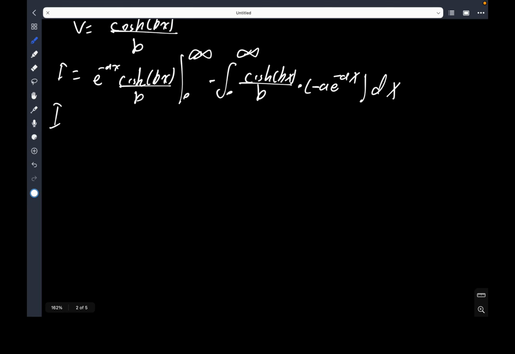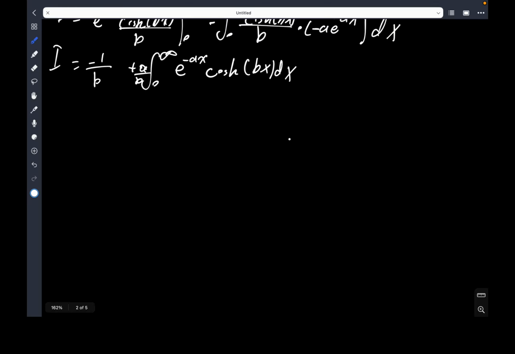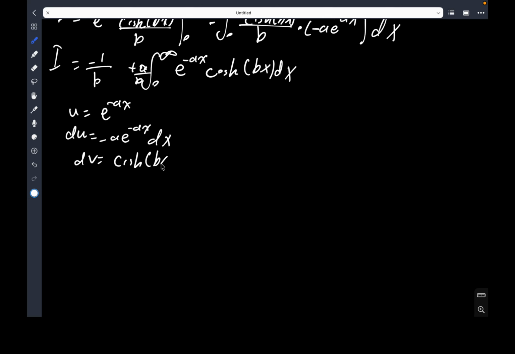If you calculate this limit, it's going to be negative 1 over b. Thus, I'm going to have negative 1 over b plus the integral from 0 to infinity of a over b e to the negative ax cosh of bx dx. Now here, my u is, again, e to the negative ax. My du is negative a e to the negative ax dx. My dv is cosh bx dx. Thus, my v is sinh of bx over b.